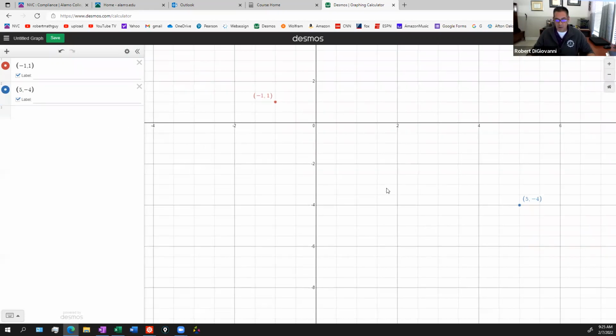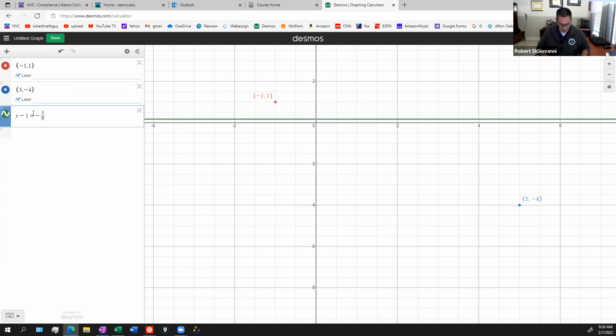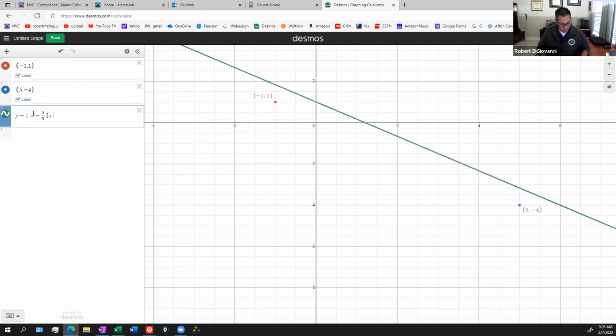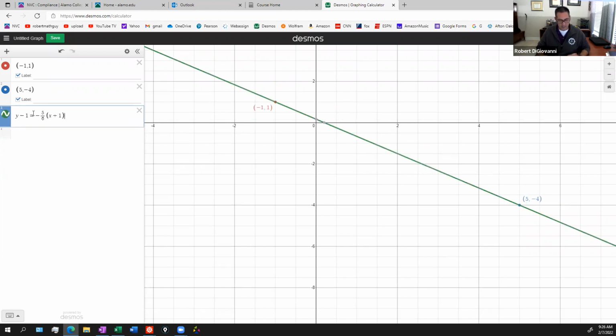All right, so here we go. We've got these 2 points, right? And we were trying to come up with the equation of the line that went through those 2 points. So now I'm going to type the equation in. It was y minus 1 equals -5/6, and then it was x plus 1. There it is. Look at that. So we found the equation of the line that goes through those 2 points.